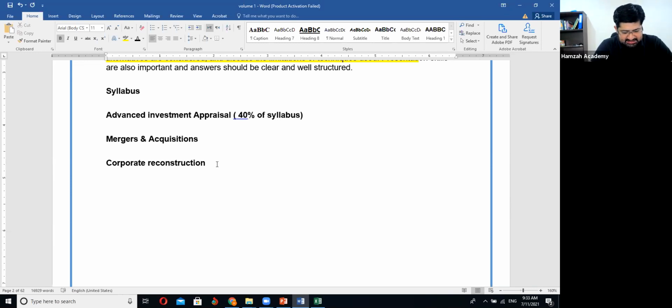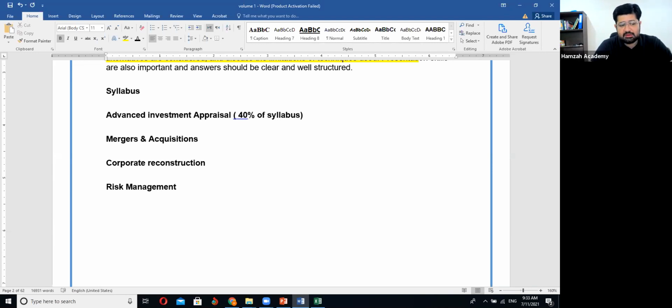And the next is risk management, the most interesting part of P4, in which you learn how foreign currency risks are managed and how interest rate risks are managed, with different methods. Again, it is a big area, 30 to 40% of the syllabus, but very interesting.